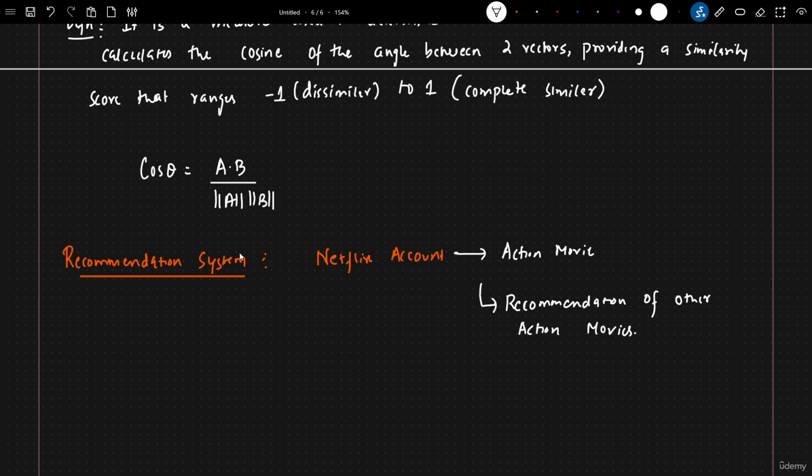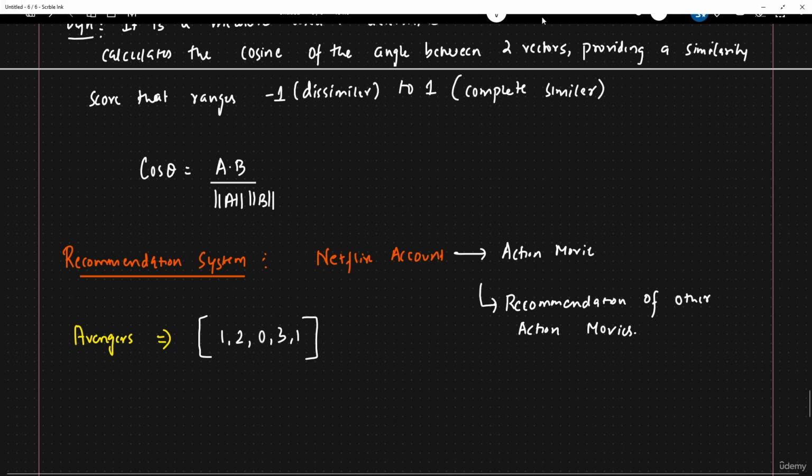Let's consider that you're seeing a movie called Avengers. Avengers is one kind of movie, and let's consider that Avengers is represented as a vector of 5 dimensions. Let's say the values are 1, 2, 0, 3, 1. How is this Avengers converted into a vector, and why are we representing it this way? It may be with respect to different parameters.